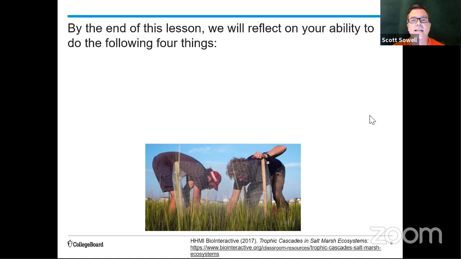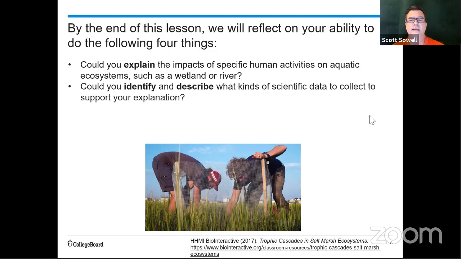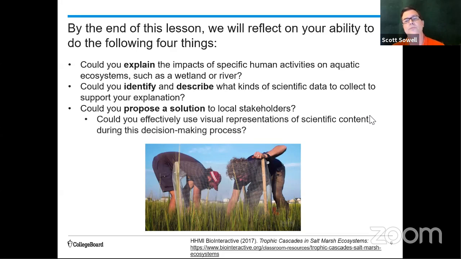All right, so by the end of this lesson, we're going to see how well you can do these 4 things. As I go through them, think, how comfortable are you with this? The first one, could you explain the impacts of specific human activities on aquatic ecosystems like a wetland or a river? Could you identify and describe what kinds of scientific data to collect to support your explanation? Could you propose a solution to whatever issue you identify? And then could you effectively use visual representations of science content during that process? We'll see how comfortable you feel with these 4 things at the end of this lesson today.